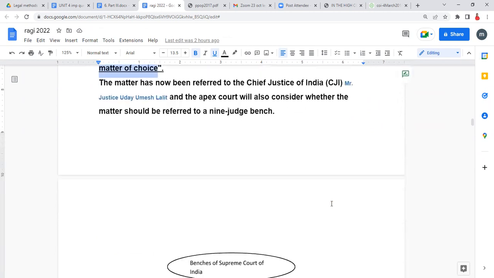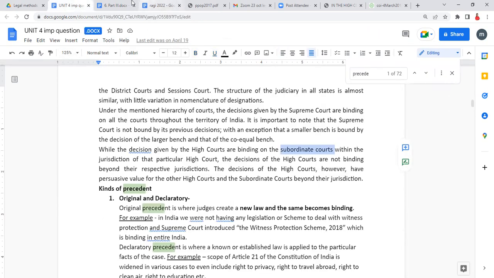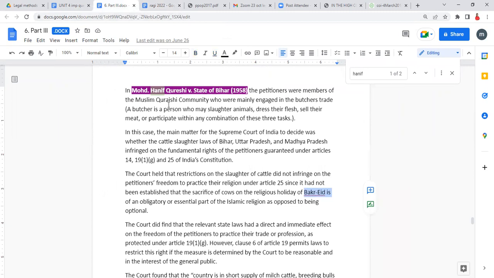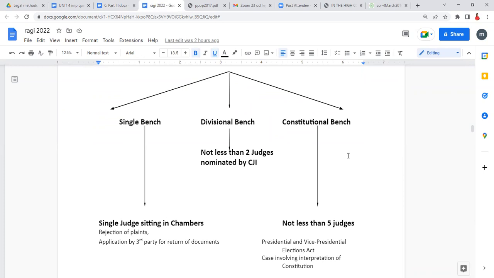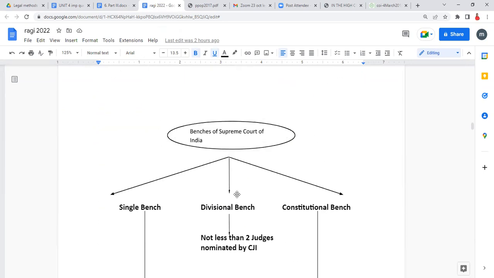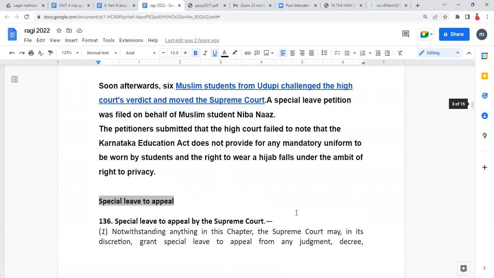So this is the matter until here, where we have these few important things: the concept of precedent, then the other case, Muhammad Hanif Qureshi, relating to Article 25. Is something an essential part of religious practice or not? Are bans good or bad? Is our fundamental right absolute or not? All these things were considered here. And in the same way, the concept of different benches of the Supreme Court is also something we need to see. Again, for the final judgment, we need to wait and see what it is.